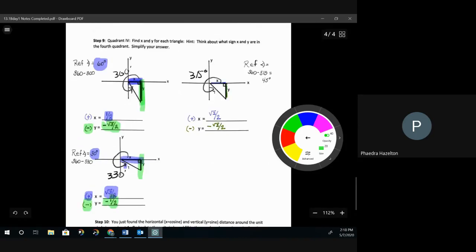And now we go back to 45, 45, so 315, and then 360 minus 315. Sorry, 315. 360 minus 315 gives you 45 degrees. That's your reference angle of 45. So again, you're moving to the right, so that's positive, square root of 2 over 2. And then we're moving down, so that's negative, square root of 2 over 2.